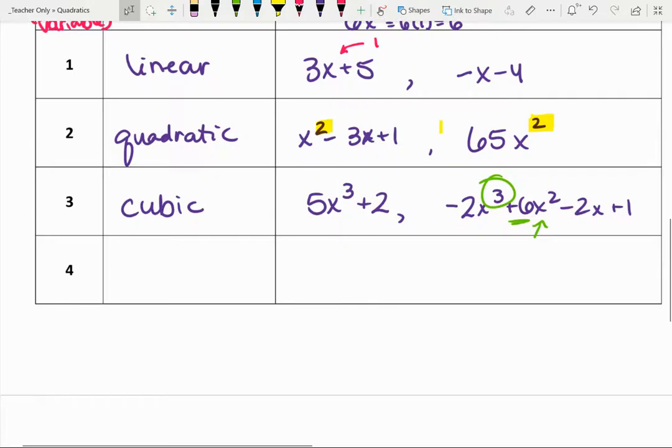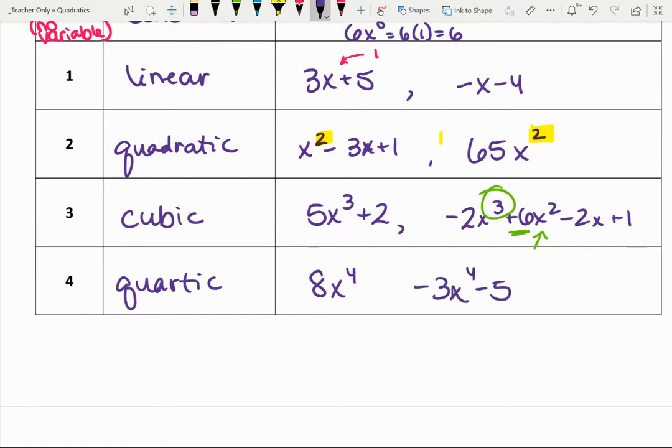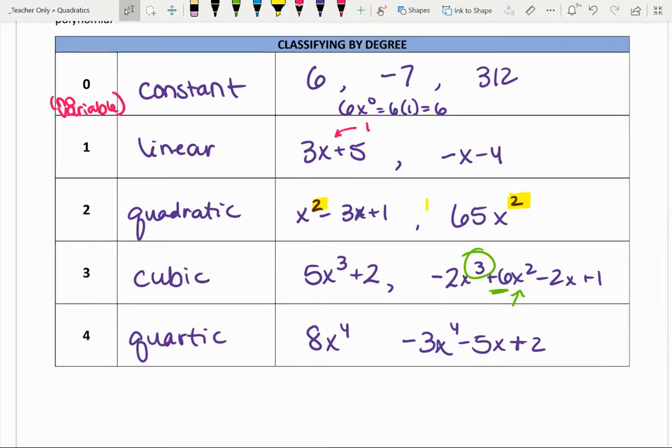One more degree term here. If we have a power of 4, we call that a quartic polynomial. So 8x to the 4th, or negative 3x to the 4th minus 5x plus 2. We can have higher degrees, degree 5 or even degree 50. We're not going to worry about those right now. I just want to make sure that we have some of this basic vocabulary down.